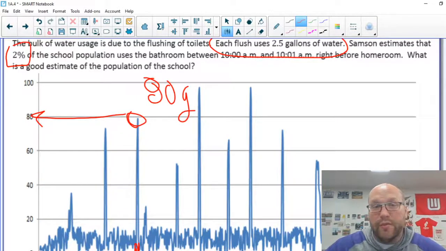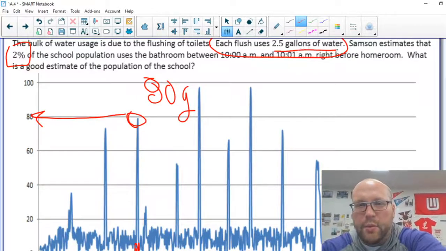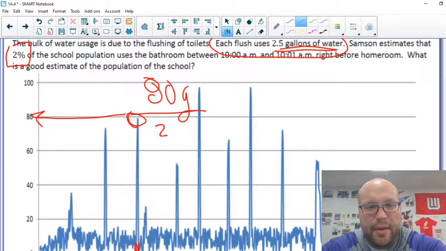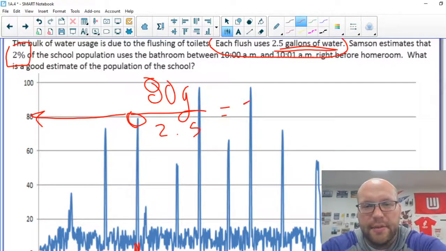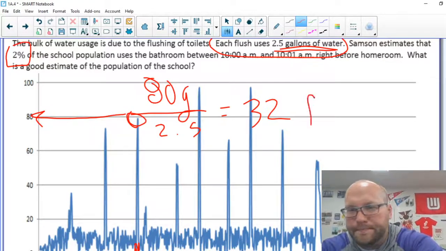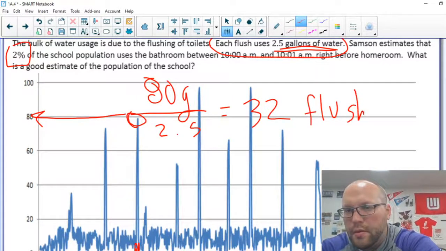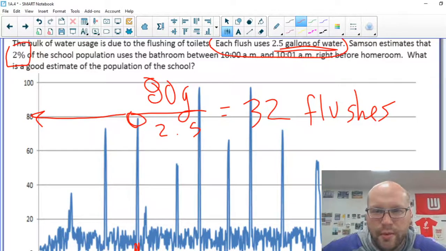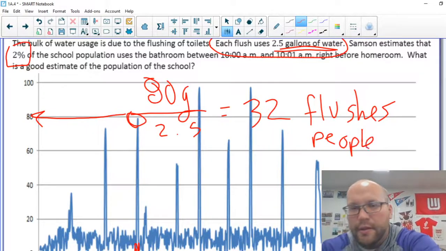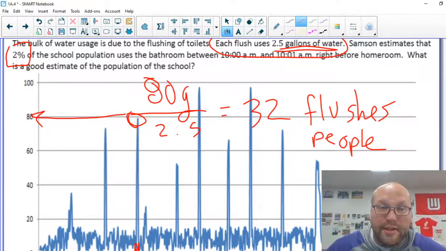So the first thing we've got to do is, that's gallons of water, so let's figure out how many flushes that is, and that's where we use the 2.5 gallons of water per flush. If I divide 80 by 2.5, that's going to give me the number 32. And remember that that's flushes. Keep in mind, we've got some assumptions that we're making. If there's 32 flushes, I'm also going to assume that that's 32 people. We're going to assume everybody flushed once. And go from there. So we're predicting that that's 32 people that flushed the toilet in that time frame.